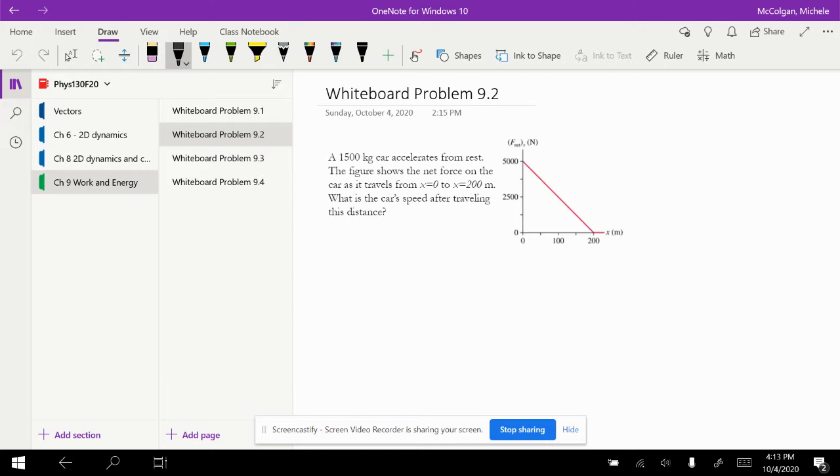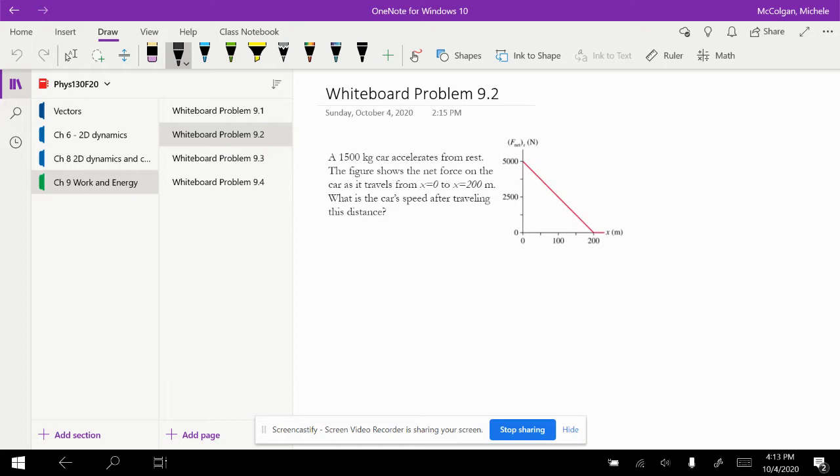So we've got this graph, and it shows the net force on the car by the rope as it travels from 0 to x equals 200 meters. What is the car's speed after traveling this distance? And we want to use the work kinetic energy theorem.